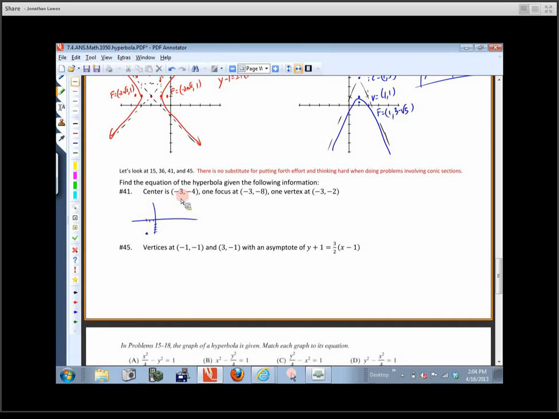Guys, take a look here. Focus at (-3, -8), way down here, and a vertex at (-3, -2). So there's a vertex here, here's the center, and there's a focus. There's got to be a vertex right there, right? Blow this up just a little bit.